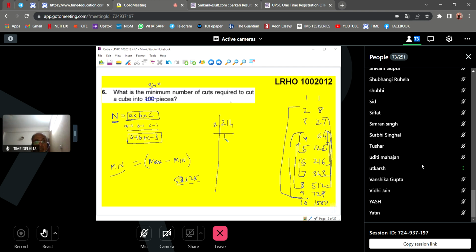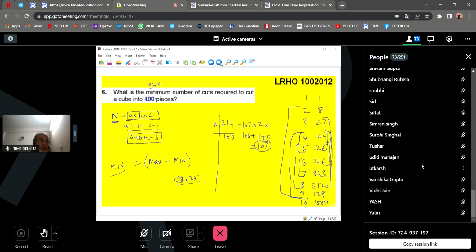Is it fine? So I get 107 here. This is 107 because 107 is a prime number. I cannot go further. So I write this as 107 into 2 into 1. How many cuts? 106 cuts, 1 cut, 0 cut, 107 cuts. I hope that is fine. Any doubt?